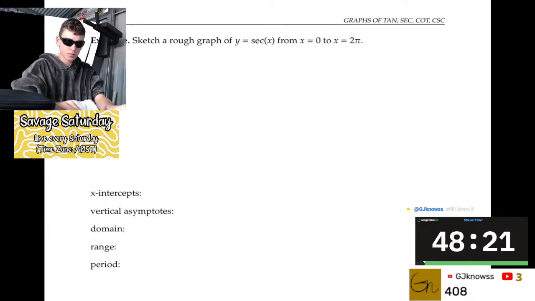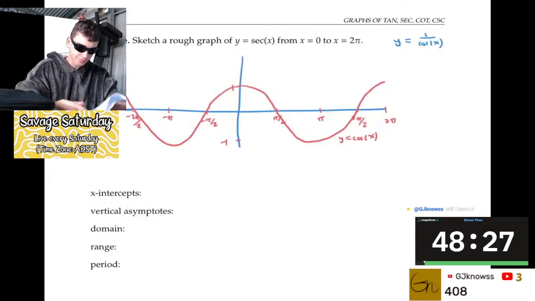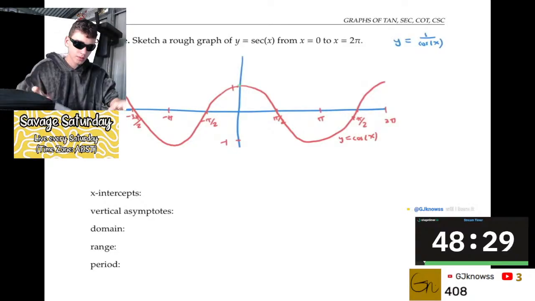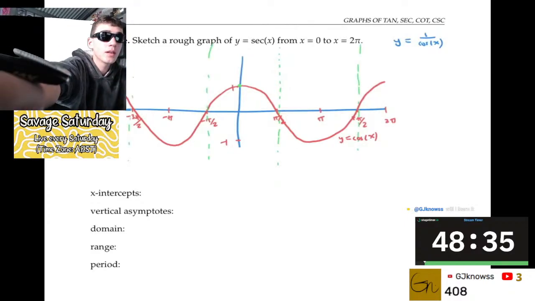To graph y equals secant x, I'm going to remember that secant is 1 over cosine. So if I start with a graph of cosine, I can take the reciprocal of the y values to get the graph of secant. The reciprocal of 1 is 1. The reciprocal of 0 is undefined, so I'm not going to have a value at pi over 2, negative pi over 2, 3 pi over 2, or negative 3 pi over 2.